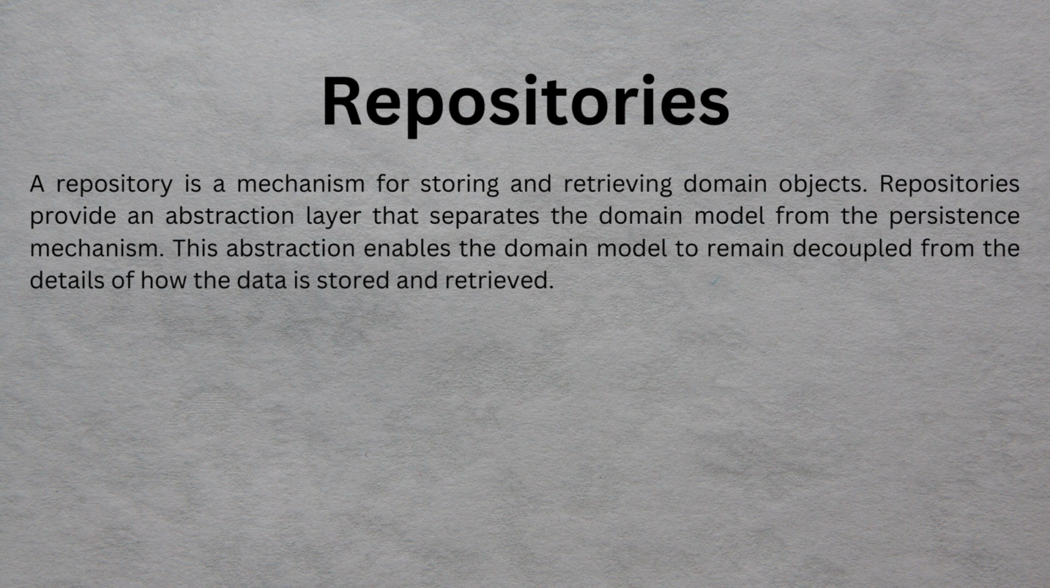For example, in an e-commerce platform, a product repository may be used to store and retrieve products. The repository may provide methods for adding, deleting, and querying products. The implementation details of how the products are stored and retrieved, such as in a database or a file system, are hidden from the domain model.